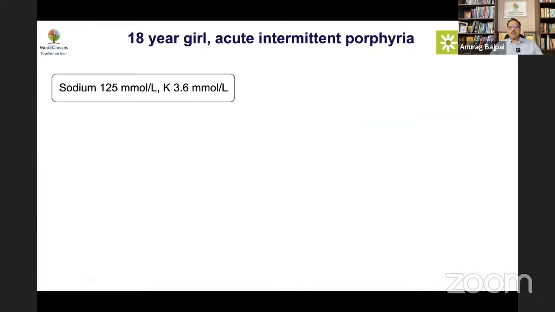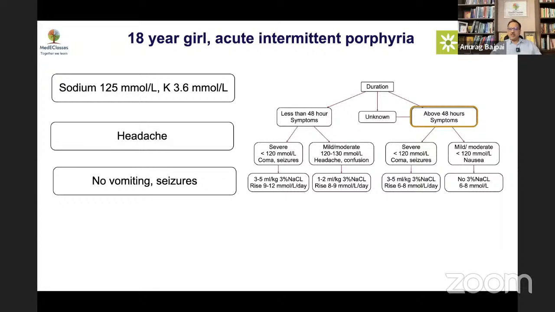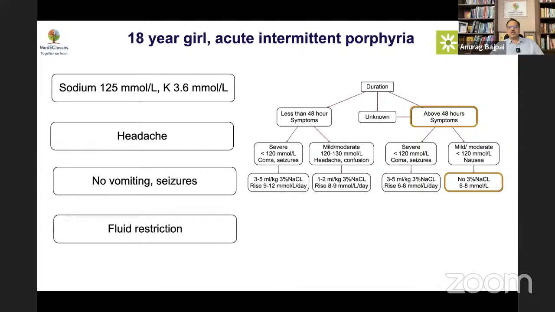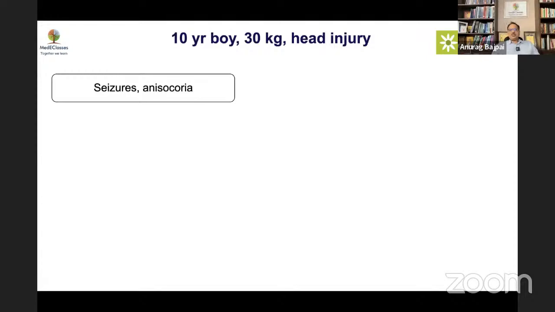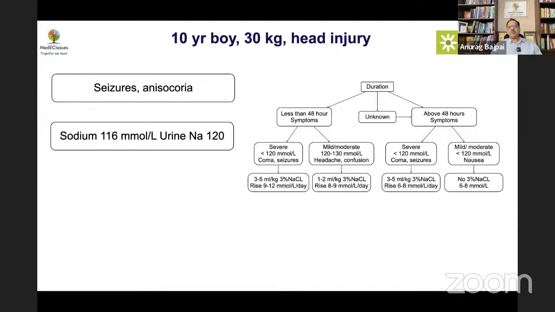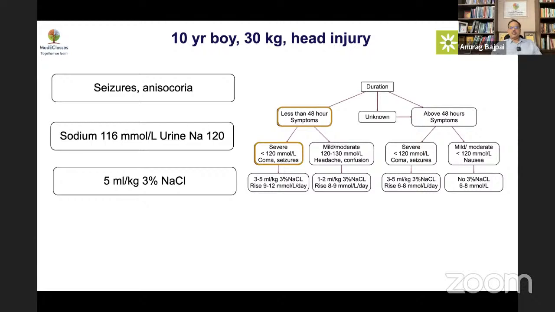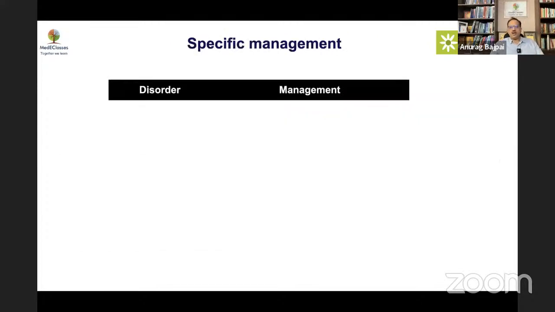What about this girl? An 18-year-old girl diagnosed with AIP, has headache. This is acute hyponatremia with headache. In this scenario, we don't need to give 3% saline, but we can give correction and fluid restriction. But if you have severe abnormalities, seizures, and anisocoria, like this person with head injury, you have severe hyponatremia and high urinary sodium. This is more like cerebral salt wasting. Here there is severe symptom. You give 3% saline and seizures will be controlled. So give 3% saline if you have an acute severe or an acute moderate effect.